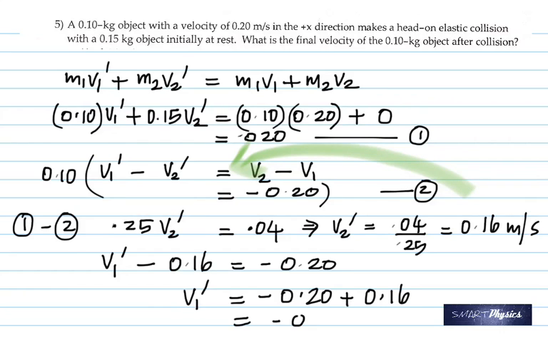You get it as negative 0.040 meter per second, means it's moving in the opposite direction.